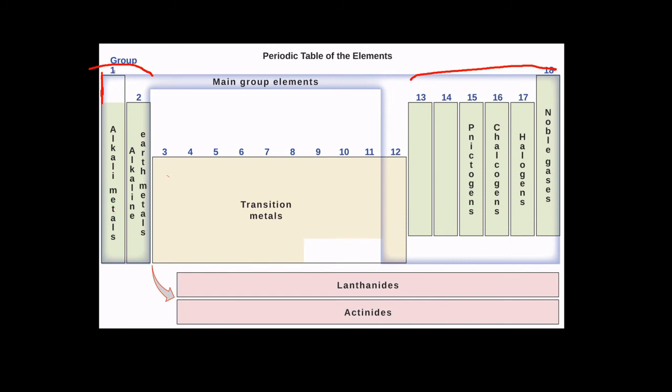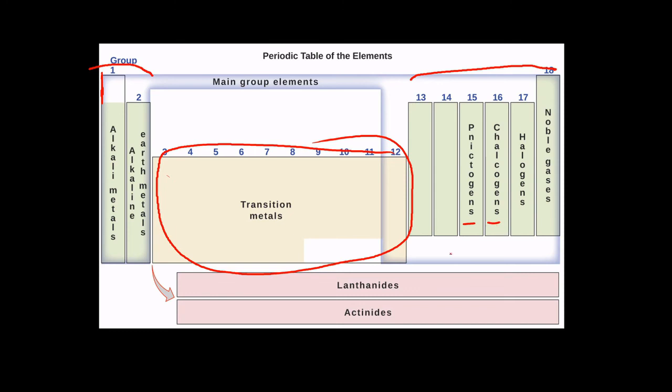So everything here in group 1 is called the alkali metals. Everything in group 2 is the alkaline earth metals. All these elements in the middle here are the transition metals.